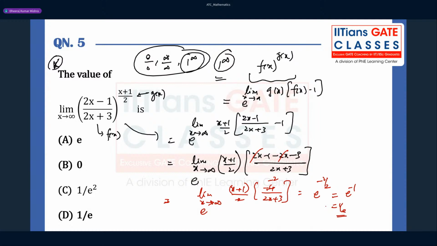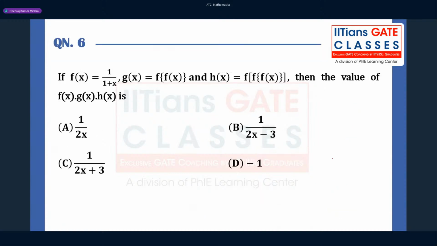So what is the correct answer for this question? 1 by e is the correct answer. This question can be done in around 50 seconds, because you have to do this much calculation. Fine, let's move to the next question.